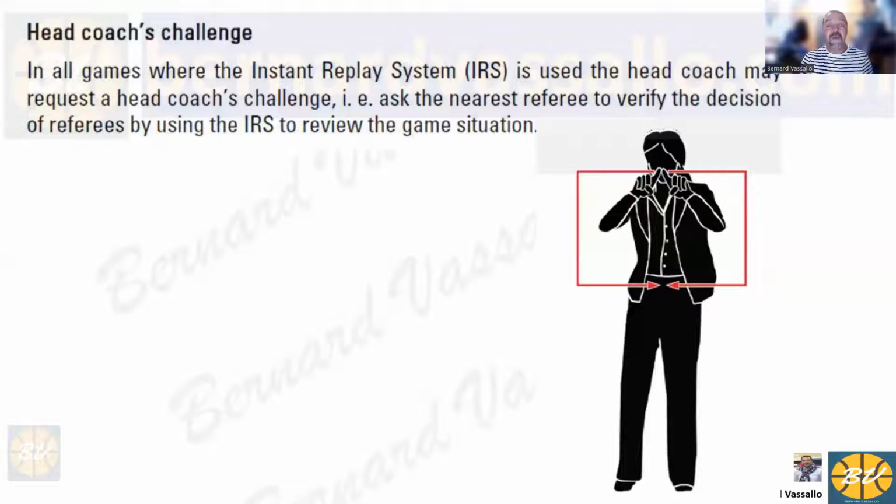Therefore, now let's analyze the use and how it will be applied, the use of the head coach's challenge. In this first slide, we are seeing, and we could read that wherever there is the use of the instant replay system, there now, in even the local scenario, we will be applying and making use of the possibility of the head coach's challenge, whereby the head coach of a team may request a head coach's challenge.